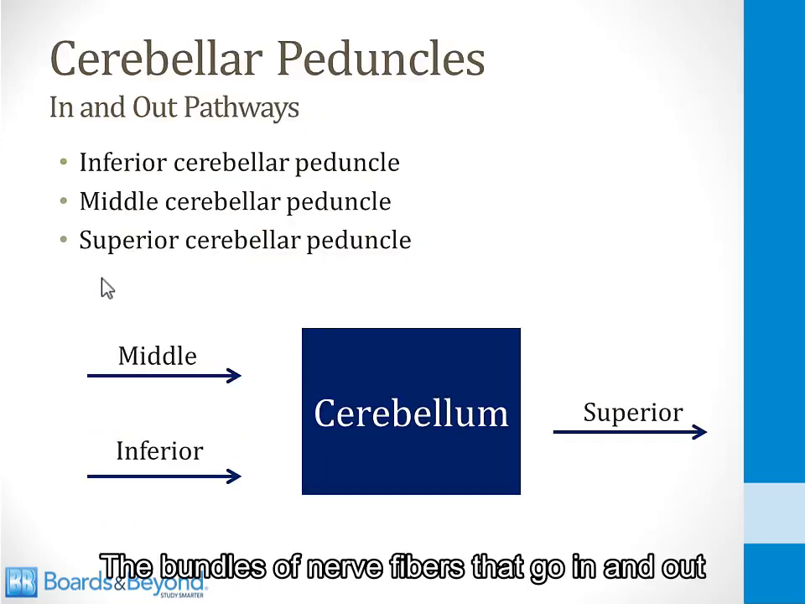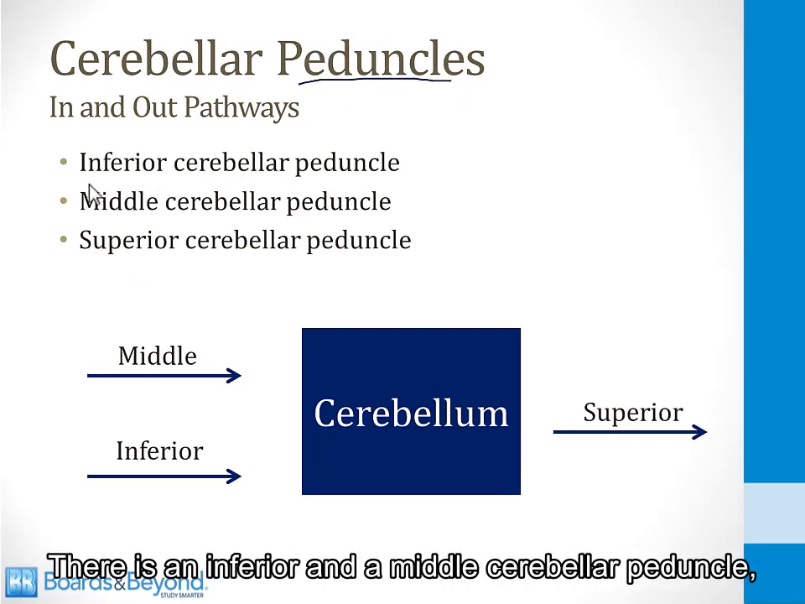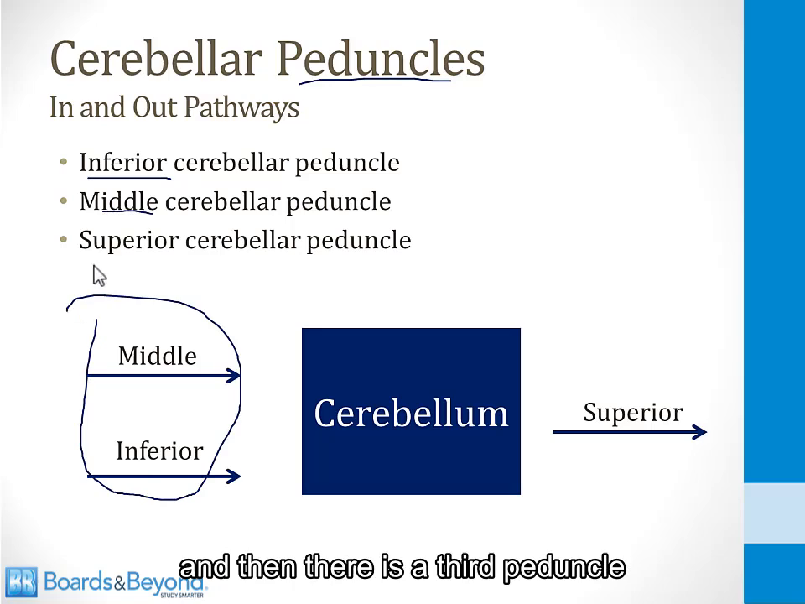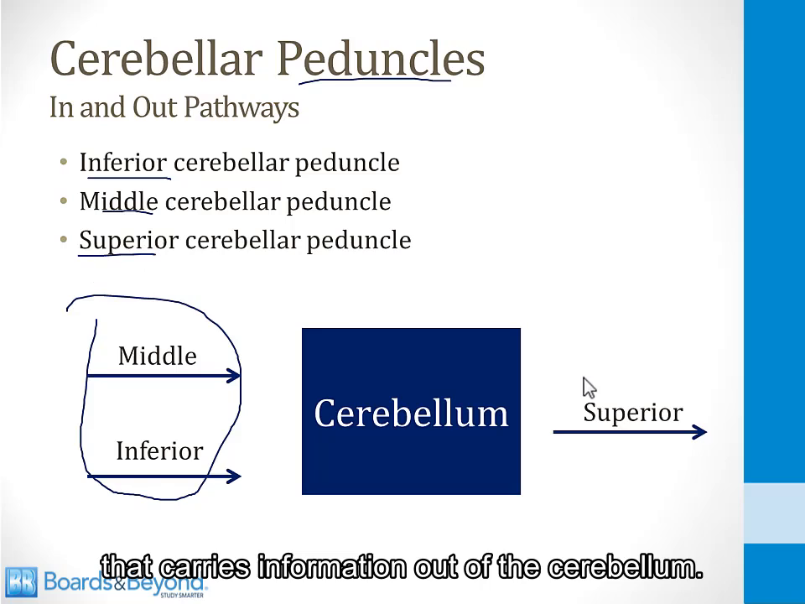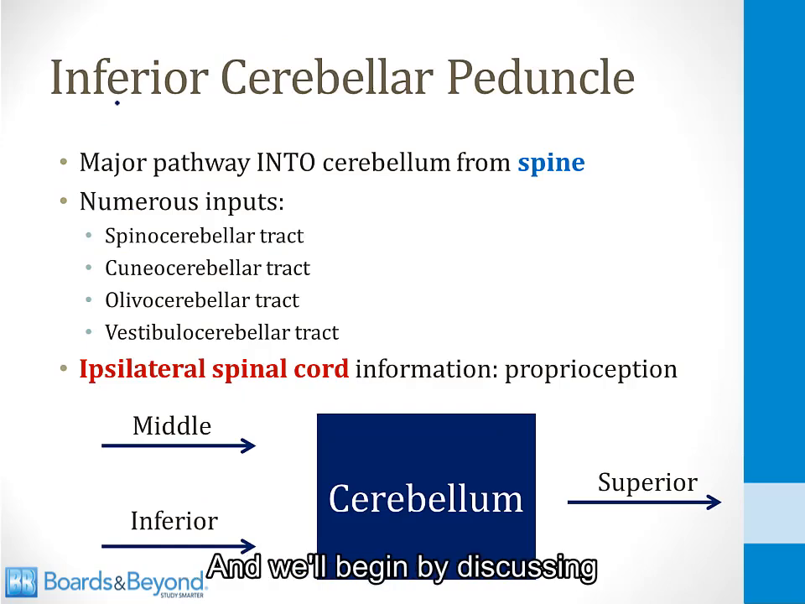The bundles of nerve fibers that go in and out of the cerebellum are called peduncles. There is an inferior and a middle cerebellar peduncle, and these both carry information into the cerebellum. And then there is a third peduncle called the superior cerebellar peduncle that carries information out of the cerebellum.